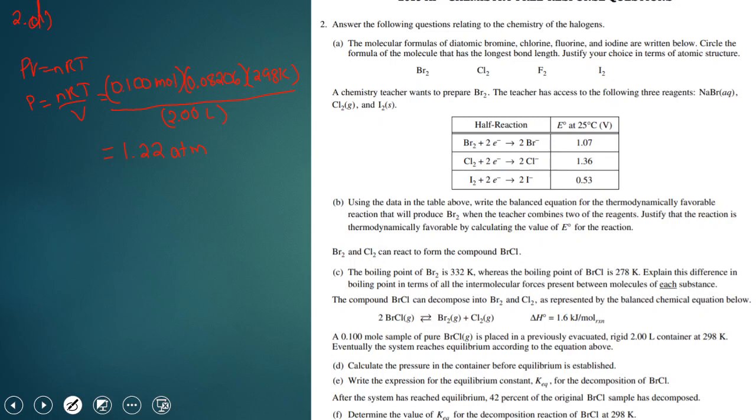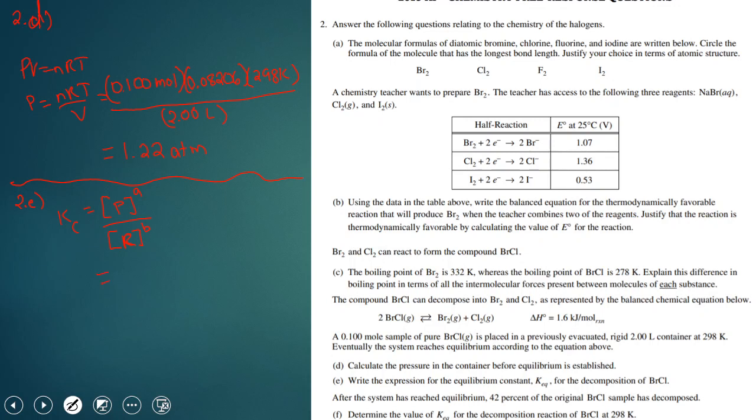Question E says, write the expression for the equilibrium constant for the decomposition of BrCl. Now this one I'm just going to do on this same slide because it's a very quick and short question. Keep in mind that for our K, we could do partial pressures in this case because we are working with gases, but I've always just defaulted to using concentration. It's easier than partial pressures in my opinion. So remember, it's the concentration of products to their exponents divided by the concentration of the reactants to their exponents.